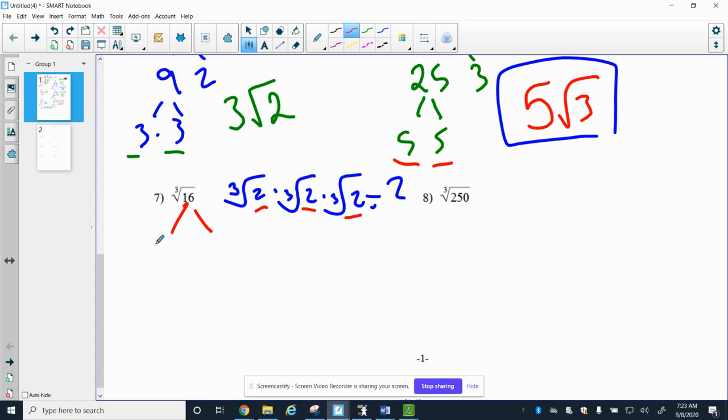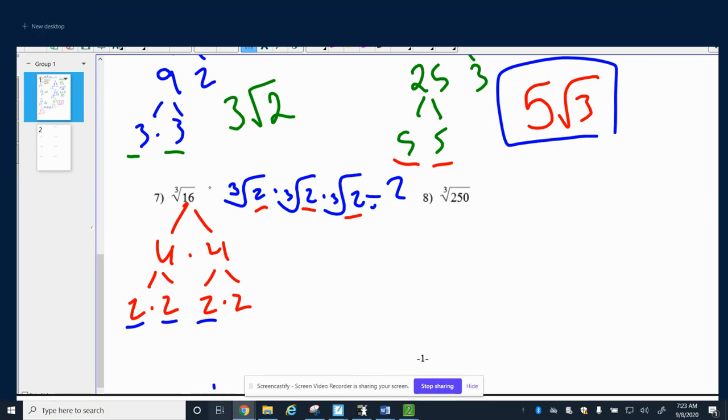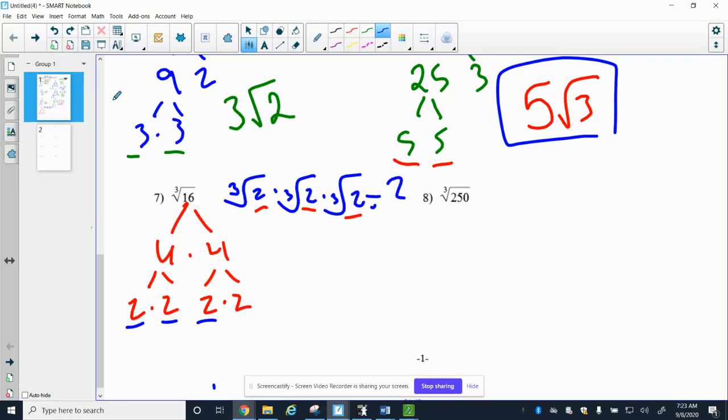Simplify. So maybe I'll go 4 and 4. Then maybe let's go 2 and 2, 2 and 2. Okay, so now 3 of these together, like what we have here, if we wrote this with the roots, cube root of 2 times cube root of 2 times cube root of 2 is what we have here. That makes just a 2 out in front. We'd have 2, and then what's left over, we just have this extra 2. 2 cube root of 2.